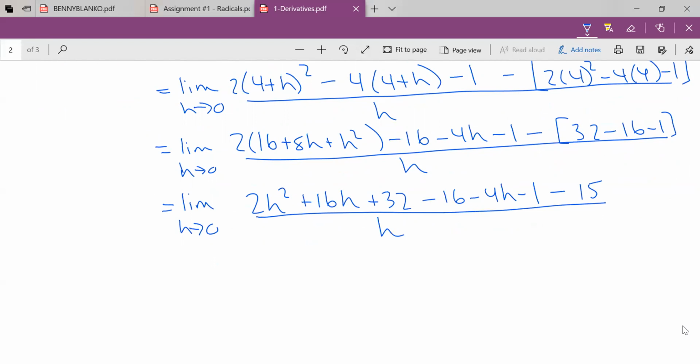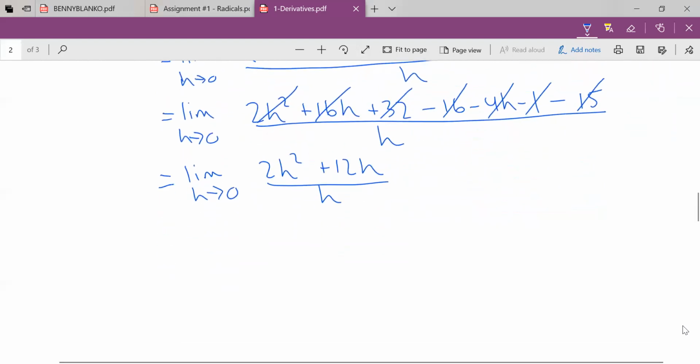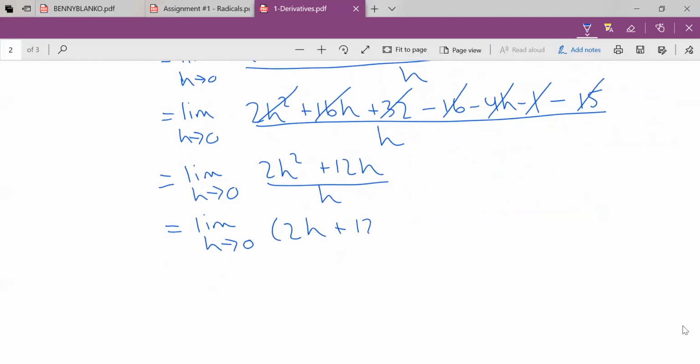Now remember, our goal here is we need that h in the denominator to divide out, don't we? So we're going to find out if I've made any mistakes in a second. Okay, 16h minus 4h is 12h. And then 32 minus 16 minus 1 minus 15 is 0. Okay, right there from last unit, I know I've done this correctly, because now those h's can divide out. So now I've got 2h plus 12.